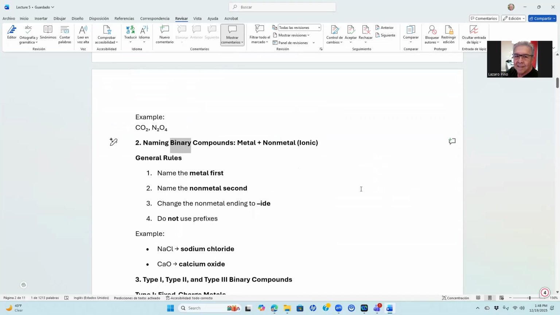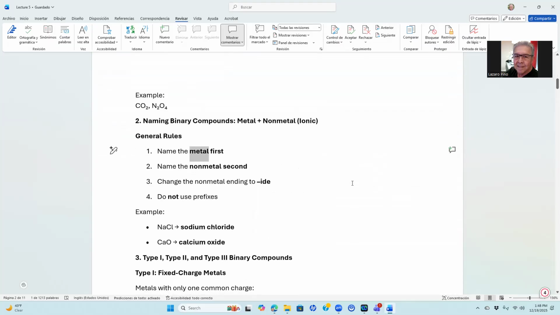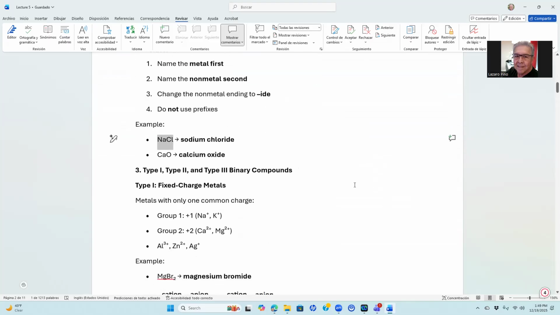2. Naming binary compounds, metal plus nonmetal, ionic. General rules. Name the metal first. Name the nonmetal second. Change the nonmetal ending to -ide. Do not use prefixes. Example, NaCl, sodium chloride. CaO, calcium oxide. 3. Type 1, Type 2, and Type 3 binary compounds.